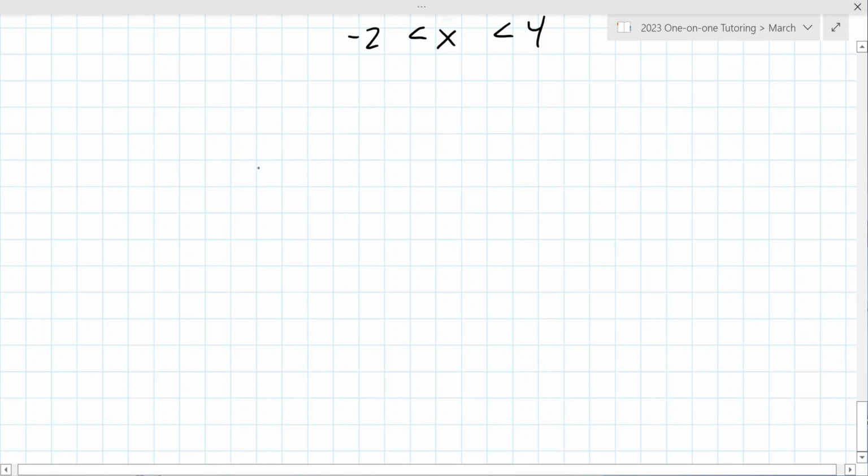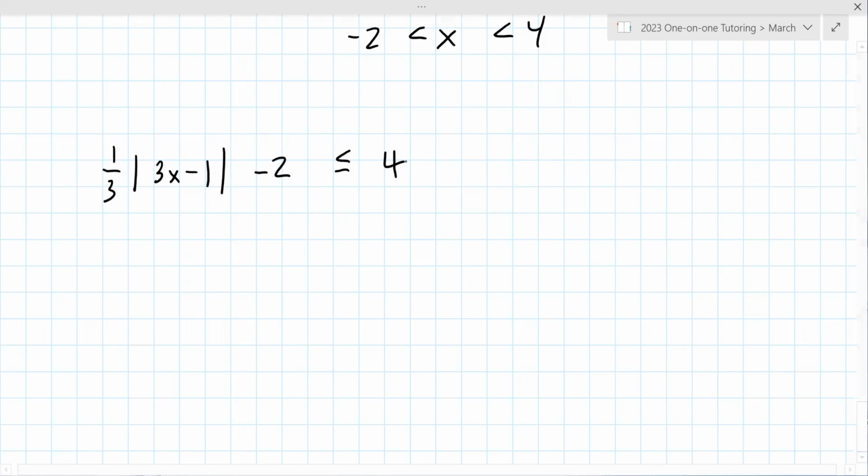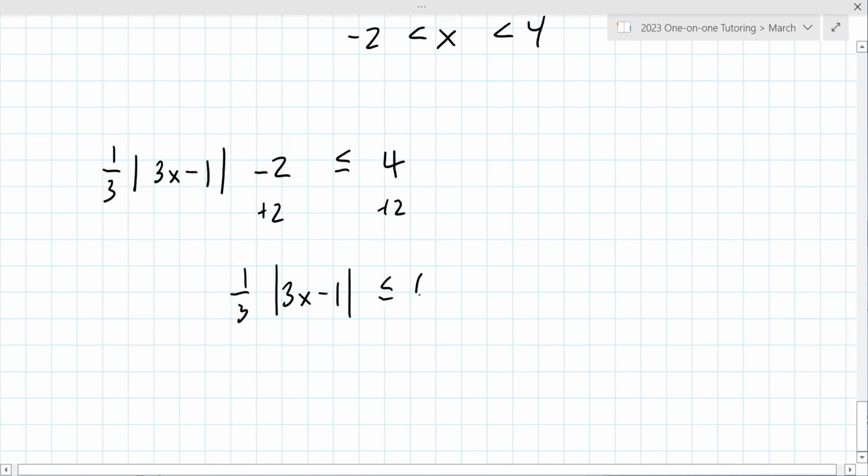Okay, so here's another one we'll work out together. Absolute value 3x minus 1, minus 2, and I'll put a 1/3 here, less than or equal to... no, I don't want that, let's do 4. This 1/3 is multiplying the absolute value. The -2, obviously, you're subtracting 2. Which do you undo first, this 1/3 or this -2? -2 first. Okay, so you're going to add 2 to both sides. So we got 1/3 absolute value 3x minus 1 less than or equal to 6.